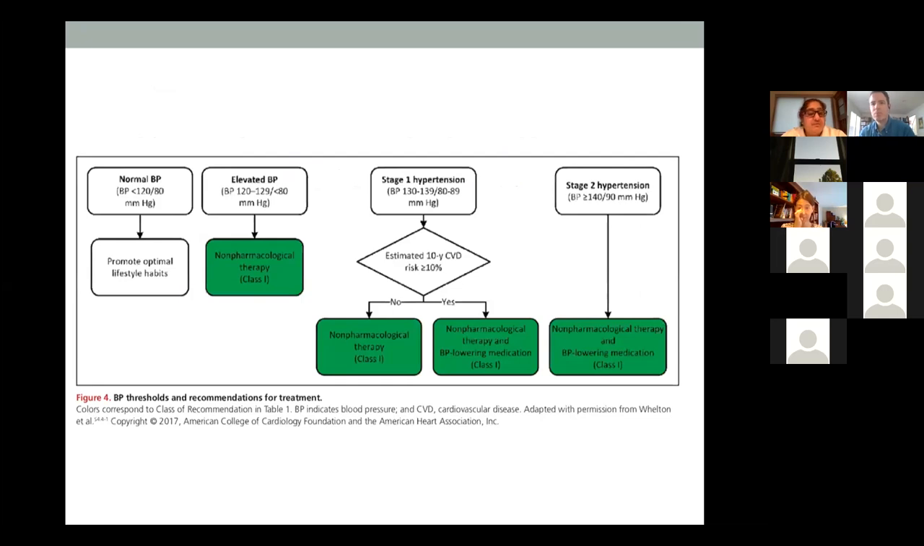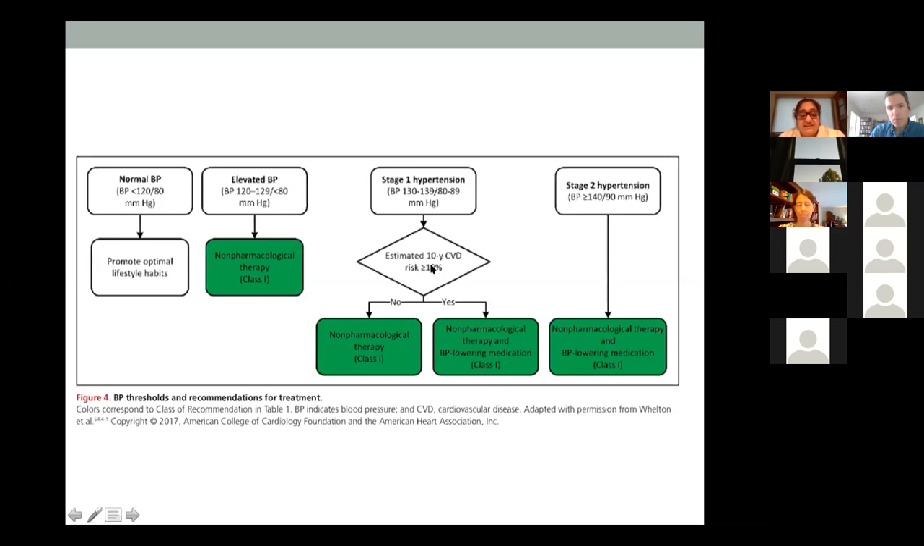The classification of blood pressure: normal blood pressure is less than 120 over 80. Elevated blood pressure, as you can see, and stage 1 hypertension is if your pressures are between 130 and 139 systolic, 80 to 89 diastolic. Now, what do you do if the pressures are over these guidelines? This is where you do a risk calculation again. If the patient has a 10-year risk of cardiovascular disease that's greater than 10%, that's when you would treat them with blood pressure lowering medications.